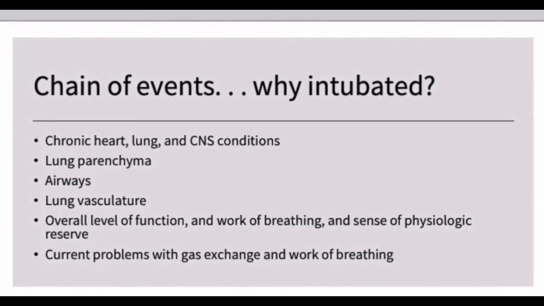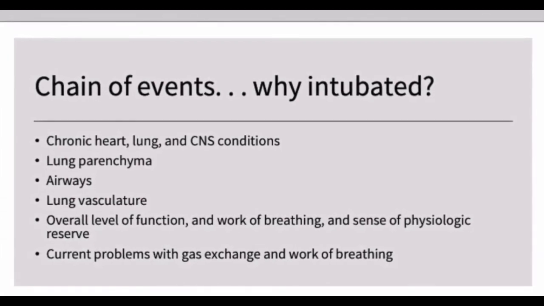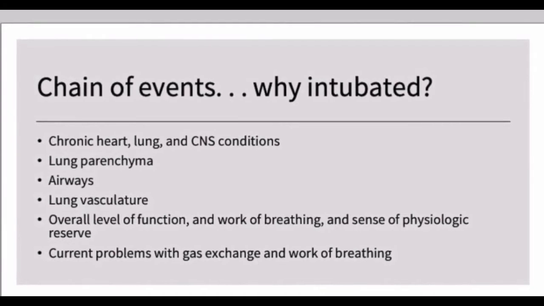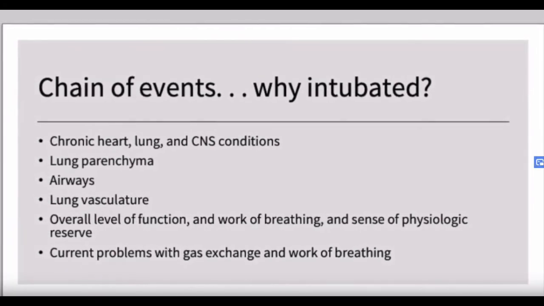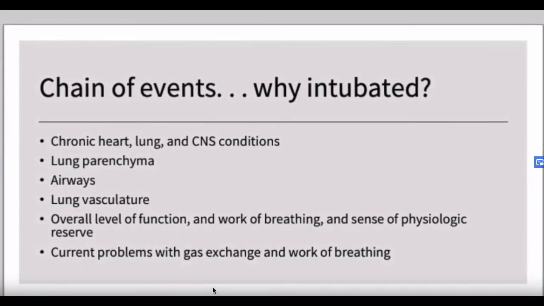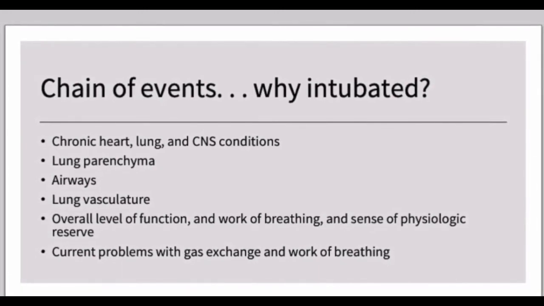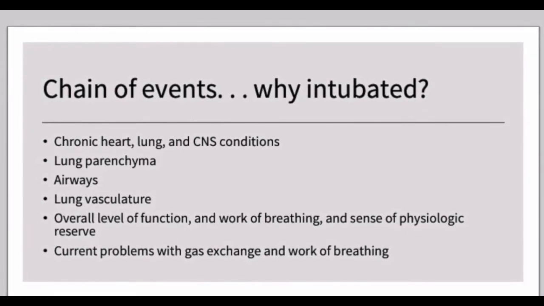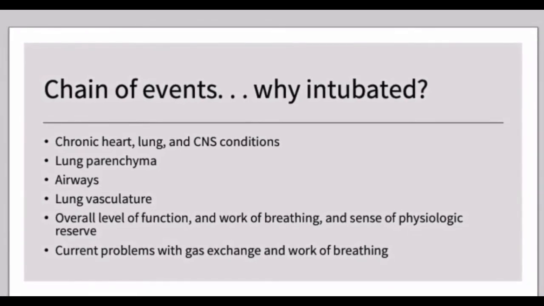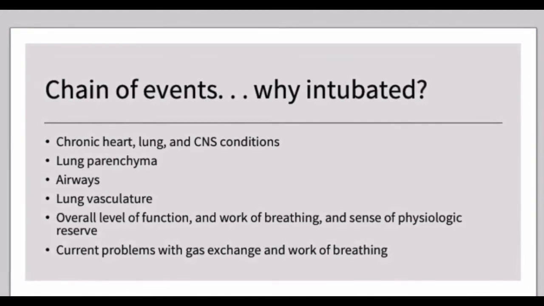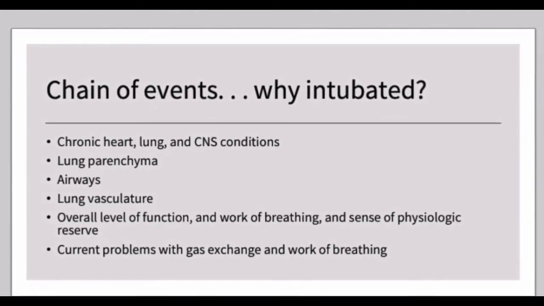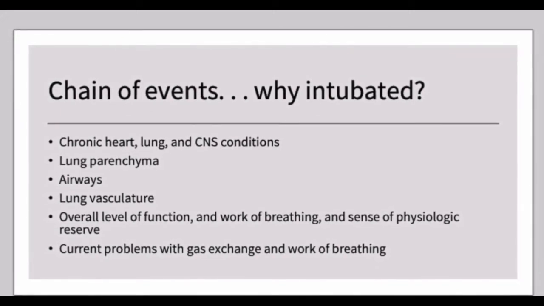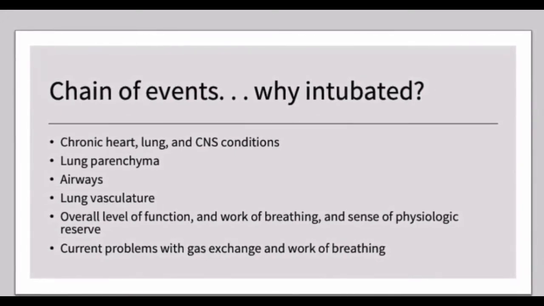Important considerations in thinking about the etiology of the respiratory failure are the following. The first is chronic heart, lung, and neurologic conditions, including neuromuscular conditions. Specifically, are there changes in the lung parenchyma, such as fibrosis or emphysematous degeneration? Are there diseases of the airway? And how about the lung vasculature? Is there pulmonary hypertension or problems with chronic thromboembolic disease or other airway disease? And also, what is the patient's overall level of function and work of breathing? And what's your sense of their physiologic reserve?